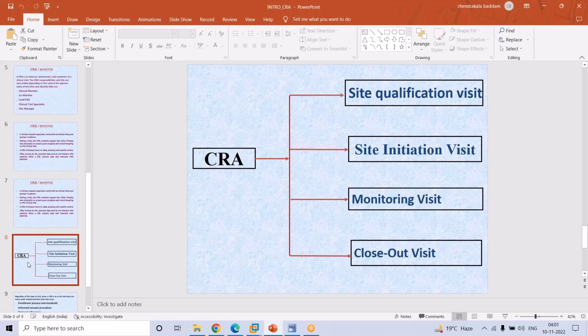Then the closeout visit will happen. When the study has been completed at the site, the closeout visit will occur. So these are all the types of visits.